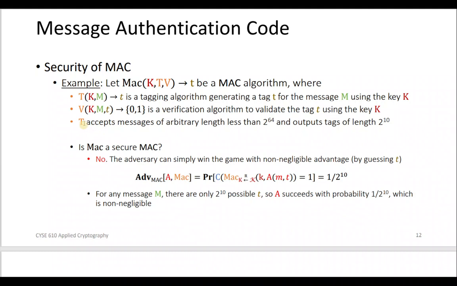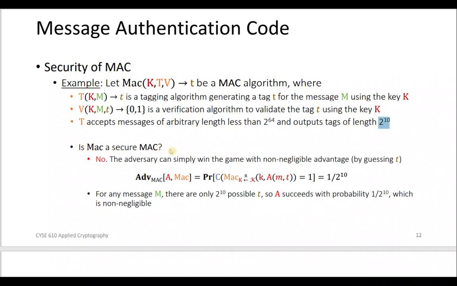So let's see here. The tagging algorithm will accept a 2 power 64 message and output a tag of 2 power 10. If I ask you, is this a secure function or not, you will tell me no, because computers can easily brute force 2 power 10. This is a small number for computers. They can just brute force and find a tag that is valid.